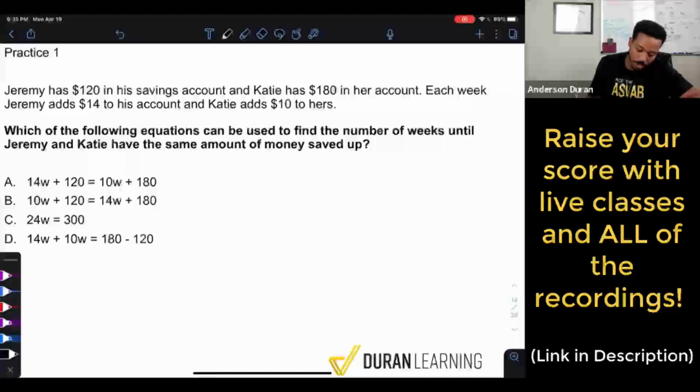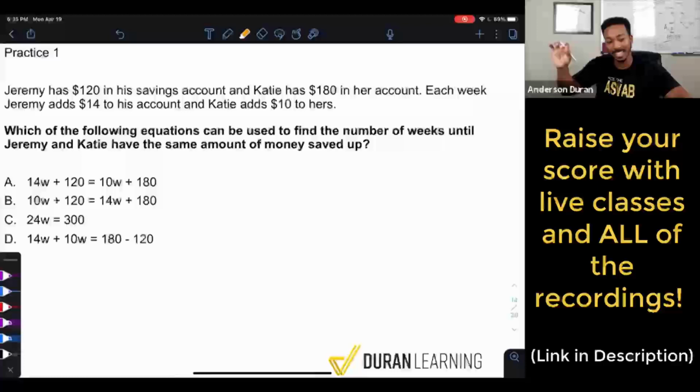So everybody, what's the question? What is the goal of the problem? What are we trying to do here? Find the equation, find the setup, exactly. So Tamika, not exactly. We're not trying to find the number of weeks yet. We're trying to set up an equation that will get us the number of weeks, right? That's what we're trying to do.